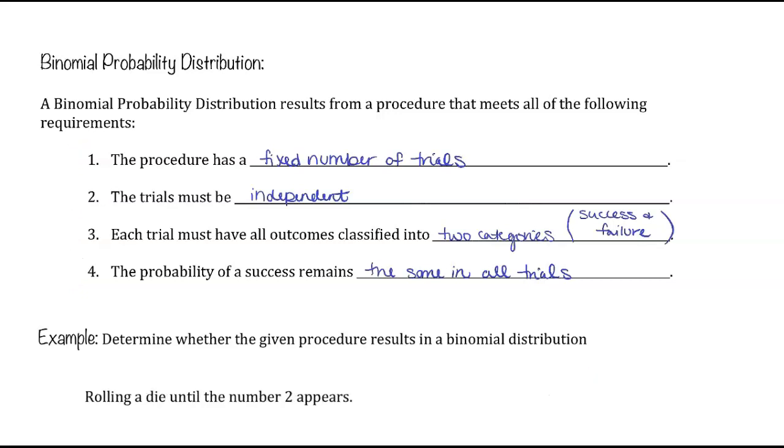Now consider the procedure of rolling a die until the number 2 appears. Does this procedure have a fixed number of trials? No. There is not a fixed number of times that we are rolling the die. We're going to roll the die until a 2 appears. So we might be rolling the die 2 times or 150 times. There's not a fixed number of trials, so we do not meet the first requirement, and this is not a binomial distribution.